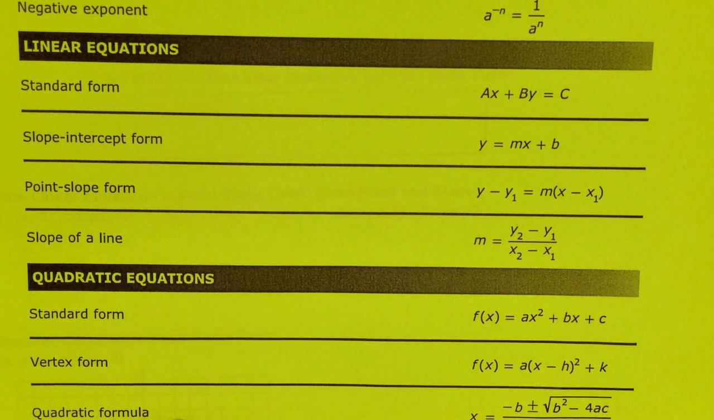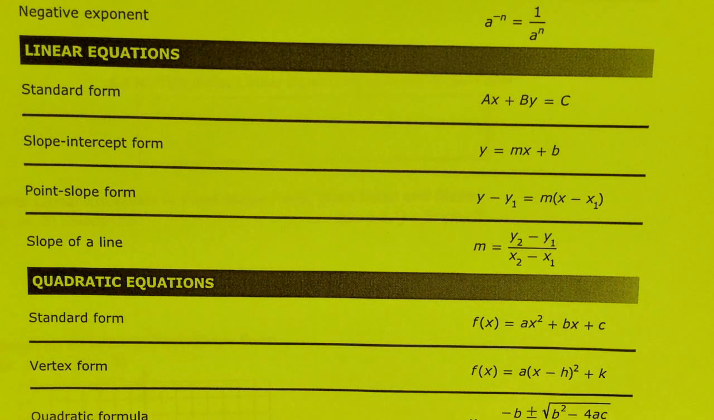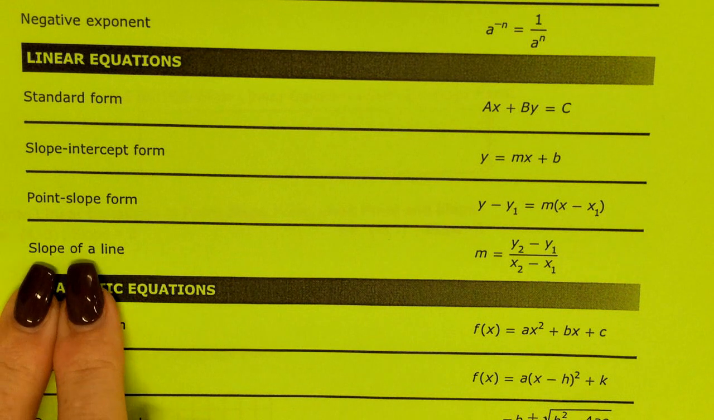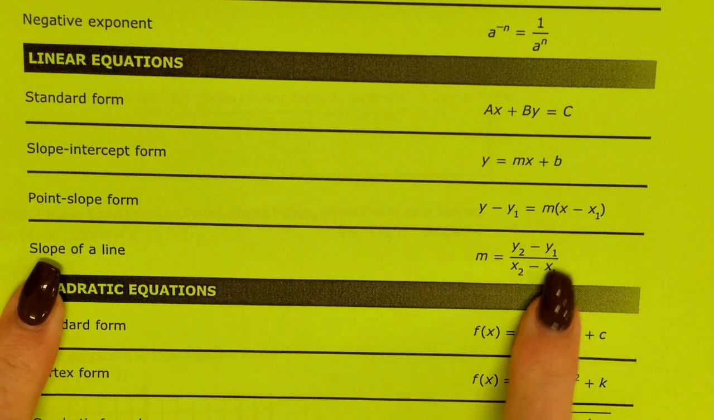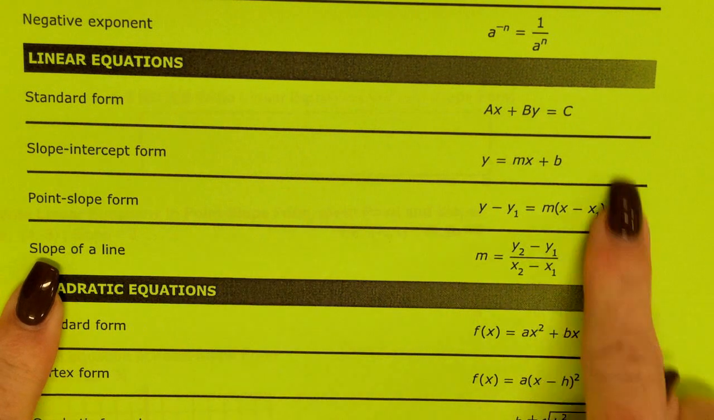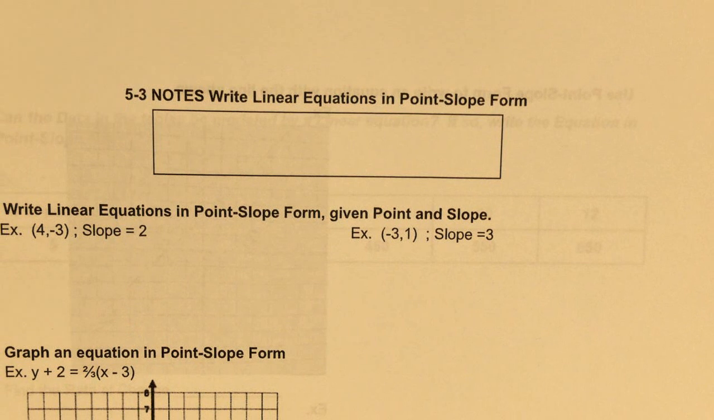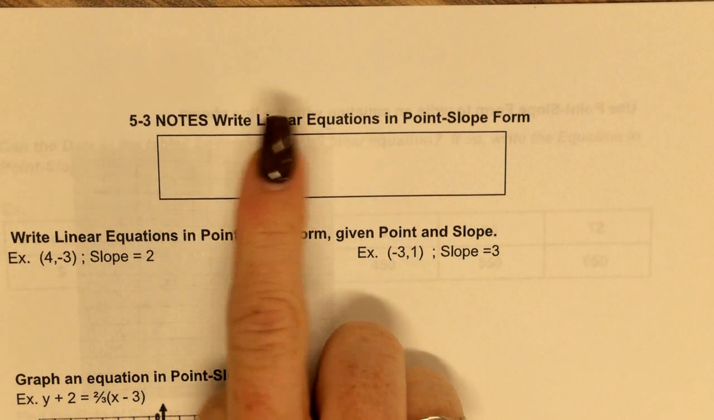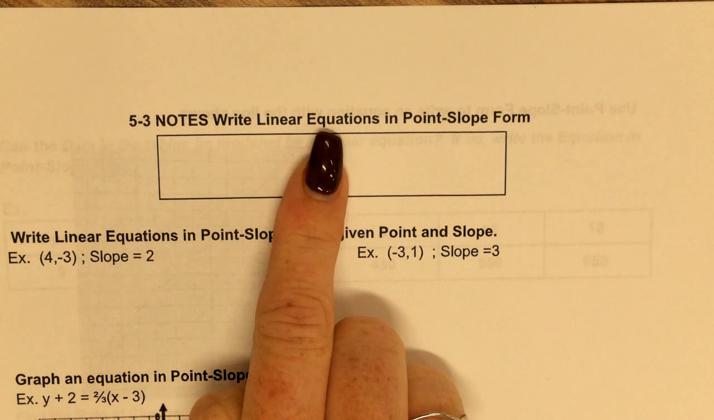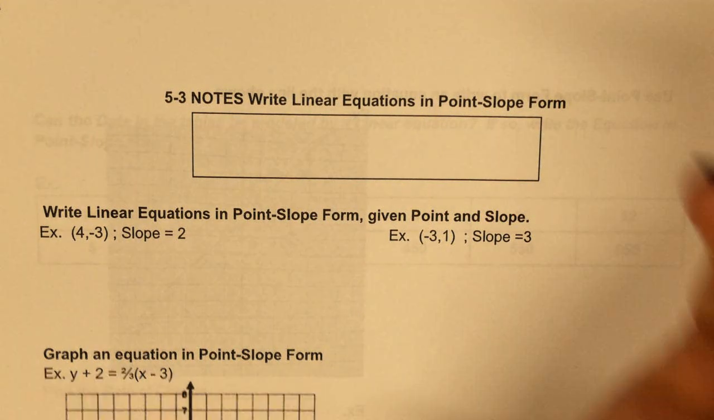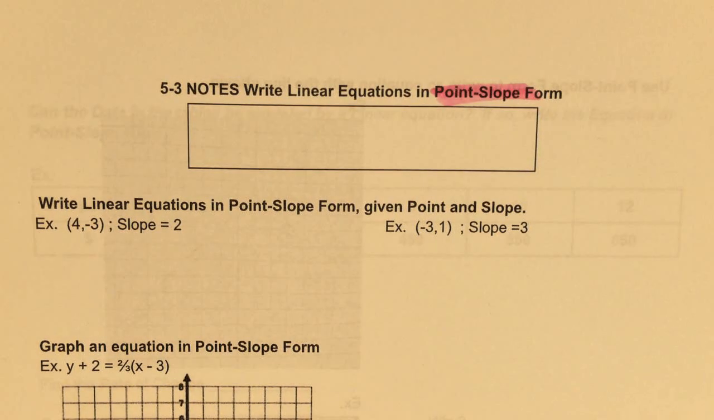And again, you don't have to memorize this. It's on your star chart. And we have already learned the formula for slope of a line. So we're pretty much wrapping up linear equations. But again, we're going to go into some deeper things for standard. All right, so today we're going to focus on writing a linear equation in a different form called point-slope form.